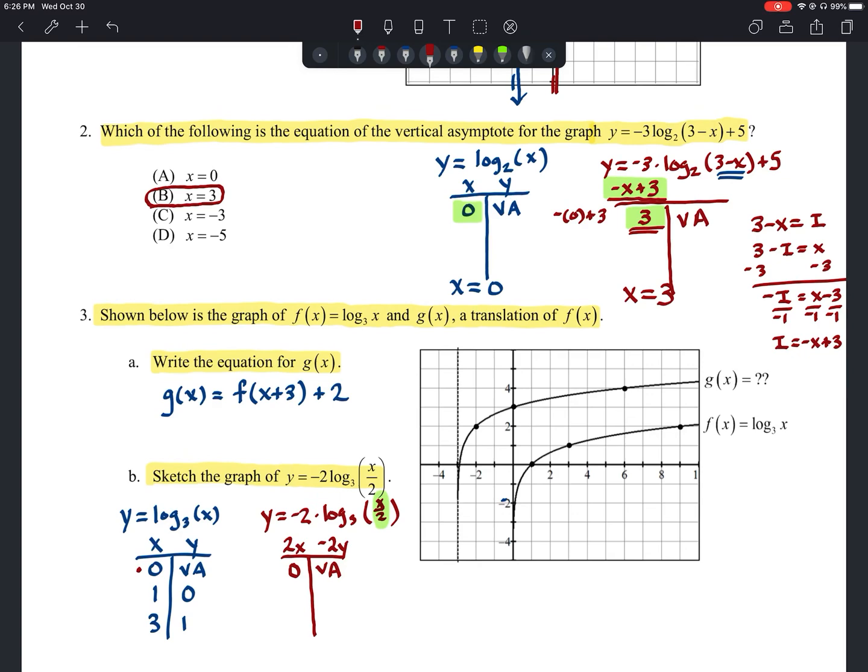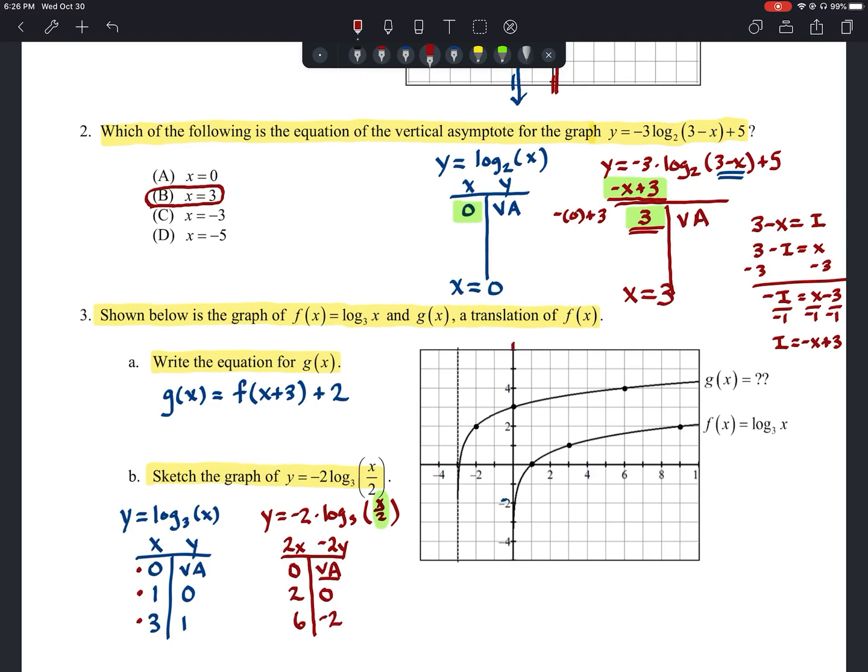For the second point here that was at 1, 0, we plug in 1 there, we're going to get 2. And for the third one there, we're going to do 2 times 3, and that's going to give us 6. For the y coordinates, we're going to just multiply them by negative 2, so the vertical asymptote doesn't matter. 0 times negative 2 is still going to be 0. And then when we do 1 times negative 2, that's going to give us a negative 2.